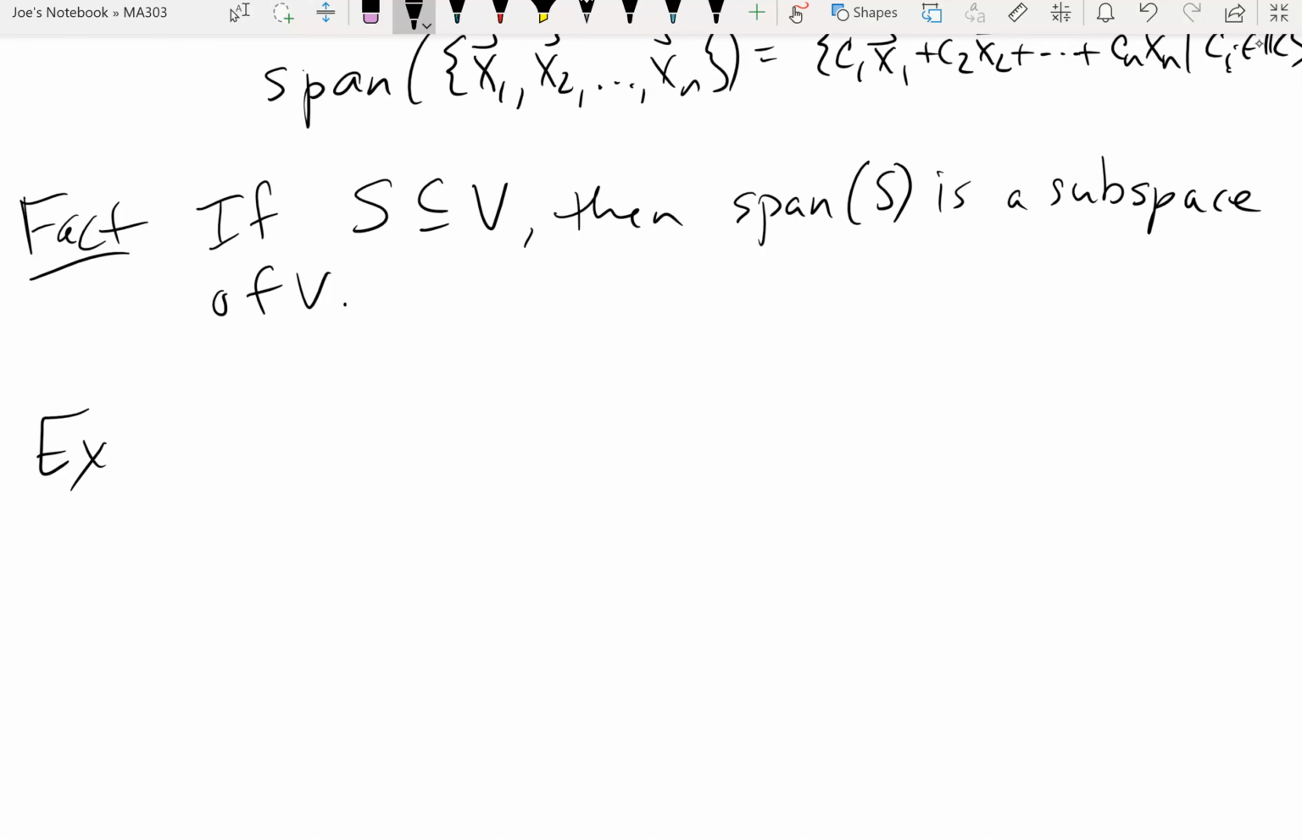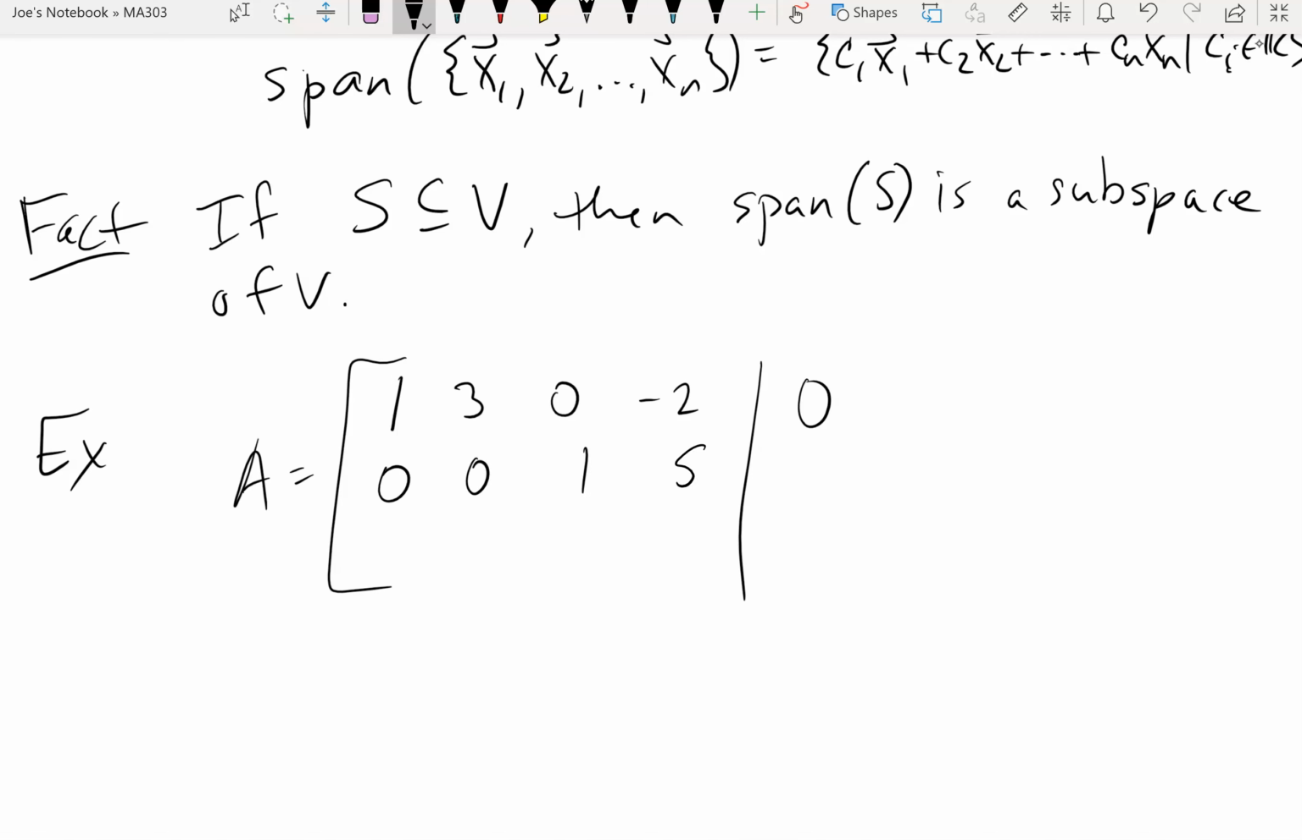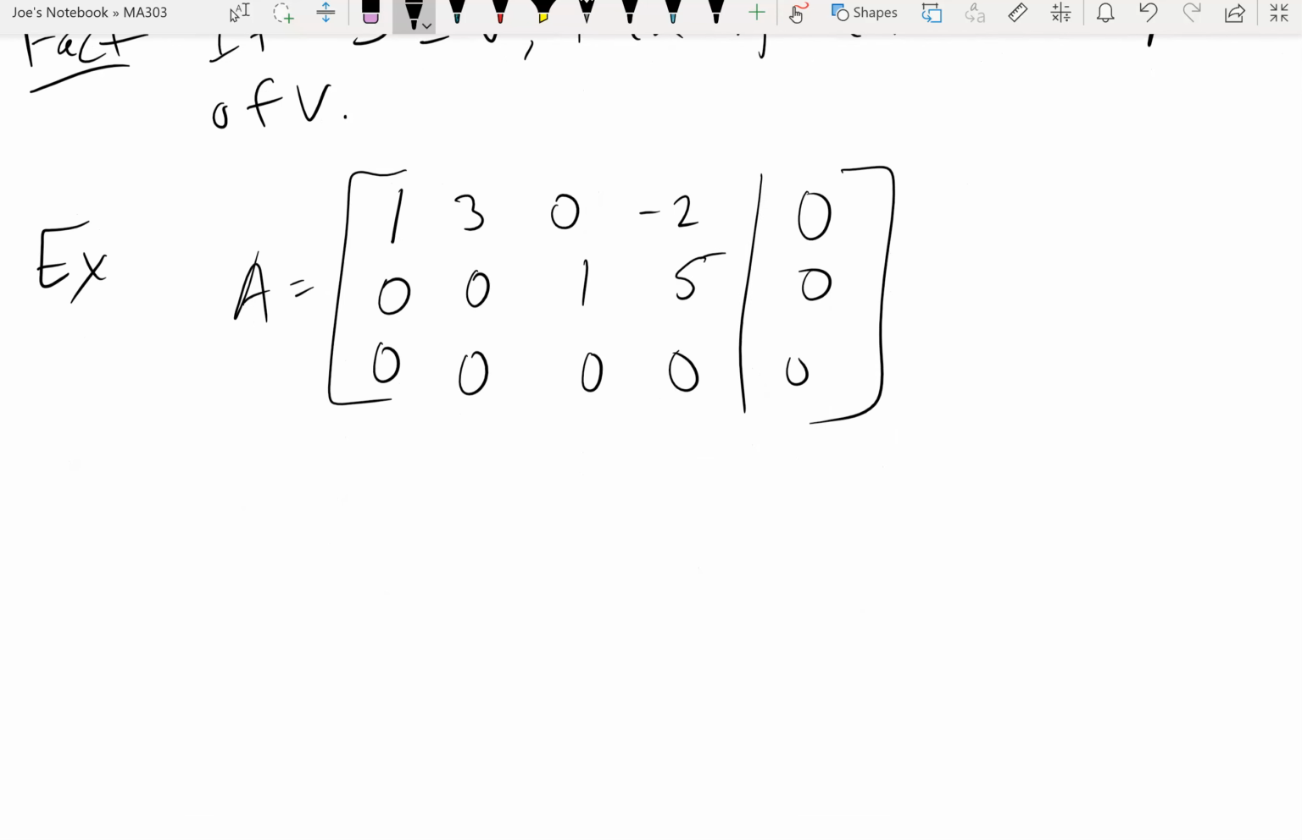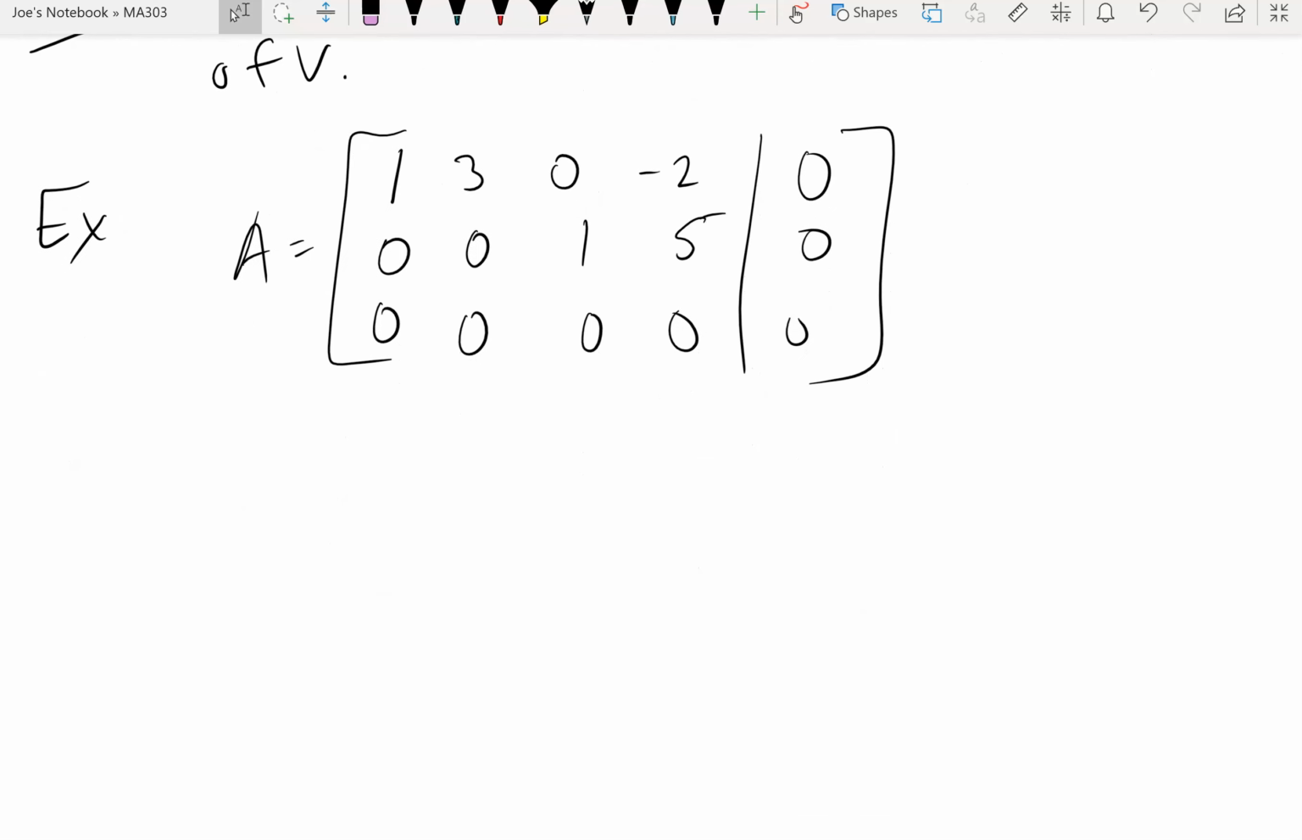Let's say you had a matrix that represented a homogeneous system of equations, and this was the reduced row echelon form. How can we write the solutions of this homogeneous equation? We did this a while ago. How can you write the solutions to this system?